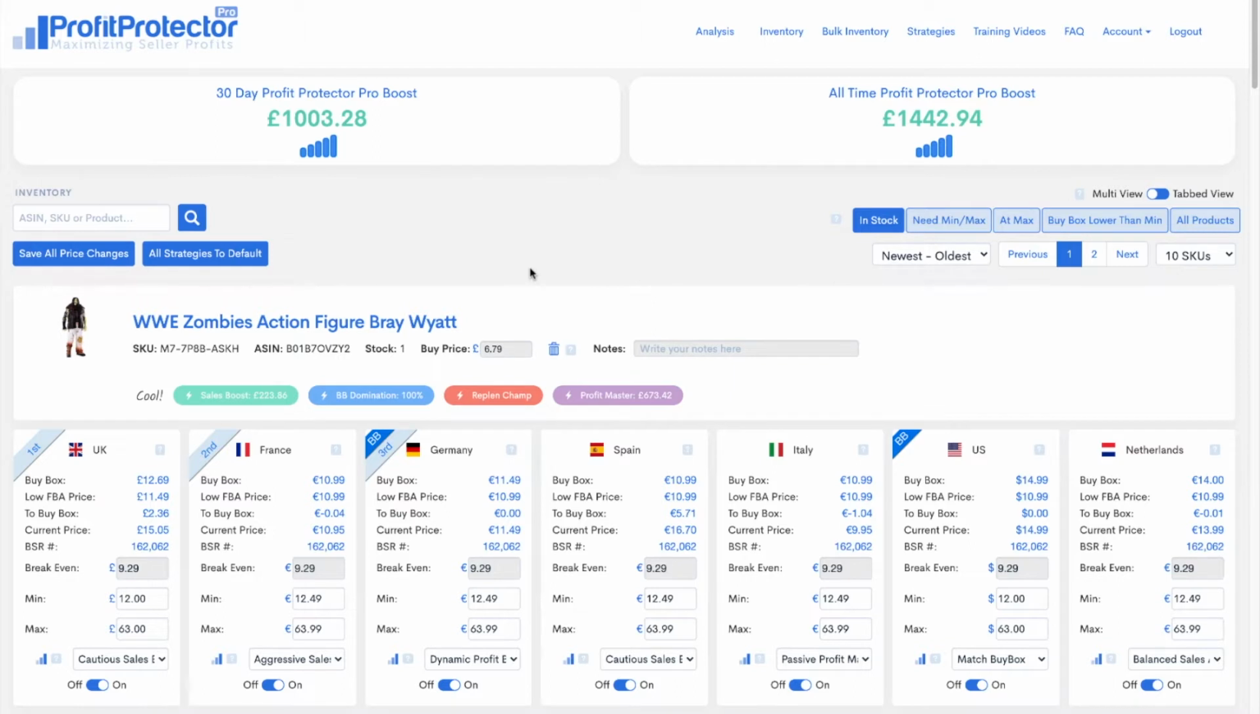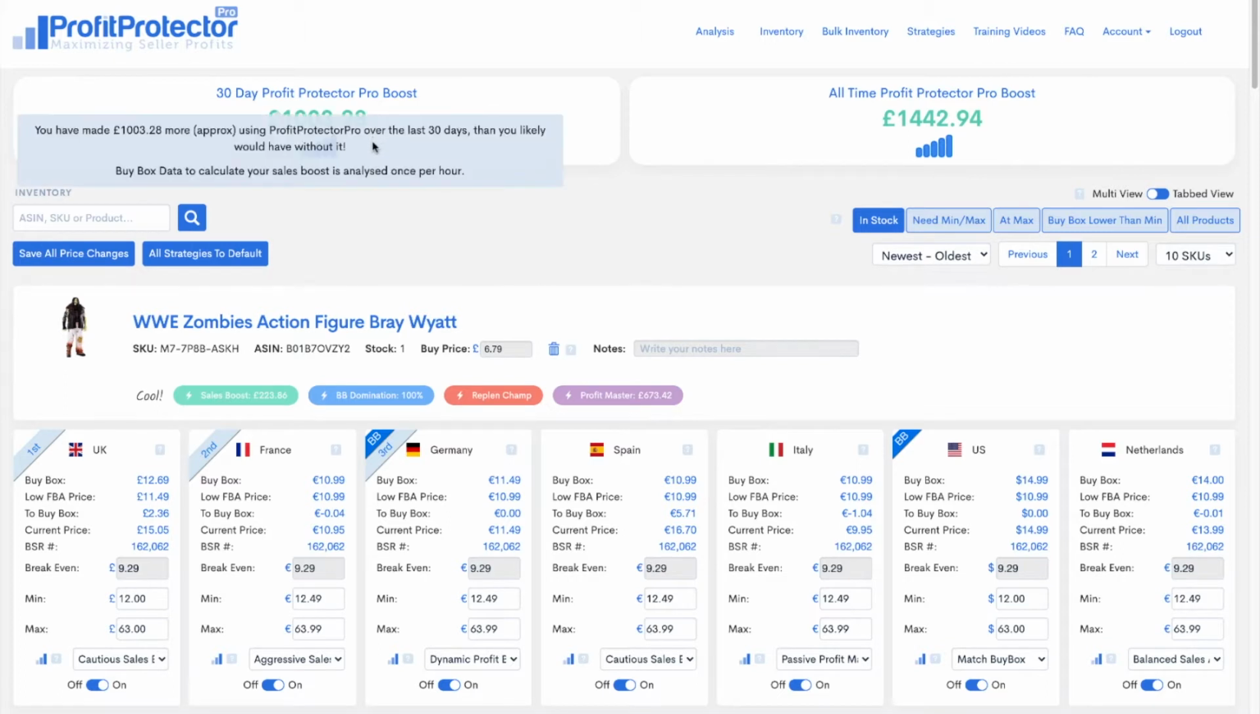What Profit Protector Pro does is monitor the buy box on an hourly basis, checking your profits in terms of boosts, and then it compares that with the price it's managed to achieve. Because Profit Protector Pro is always trying to push up the price of the buy box and what you're selling your products for. It adds that up, and over the course of the last 30 days, it will display that data for you.